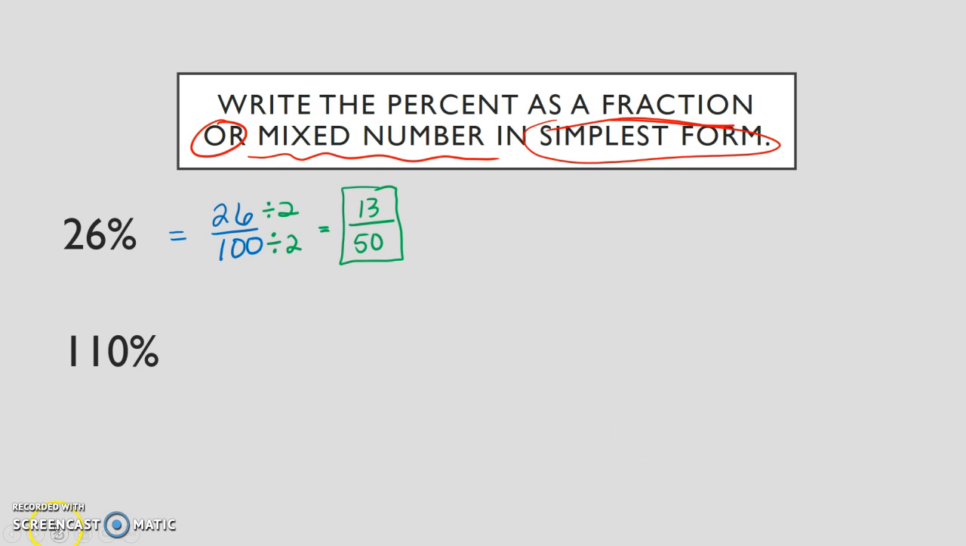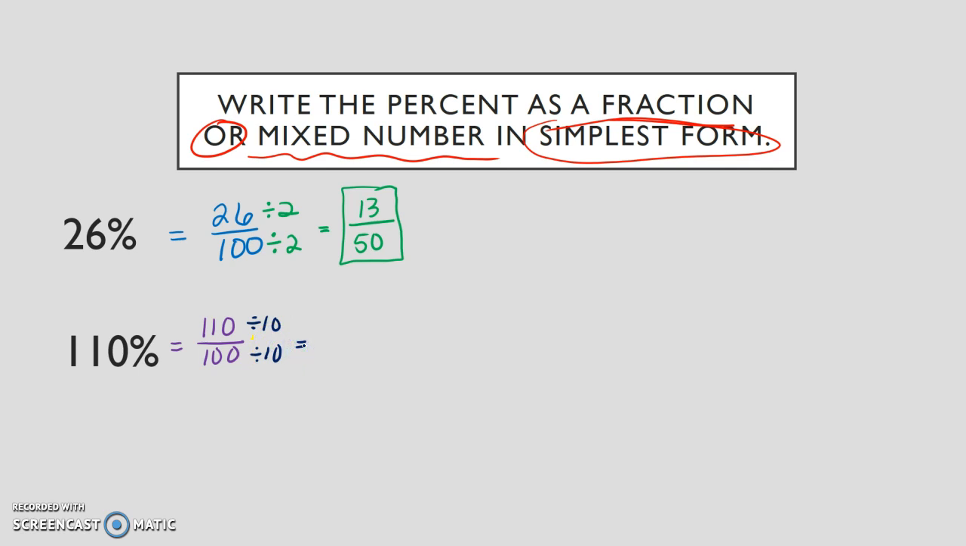Our second problem is a number that's above 100. But again, like I said in the beginning, it does not matter how large or small your percent is. It's always still going to be out of 100. So we're going to take this 110 and we're going to divide it or put it over 100. And now we need to see if we can divide to simplify. So both of these end with 0. So I'm going to go ahead and divide by 10.